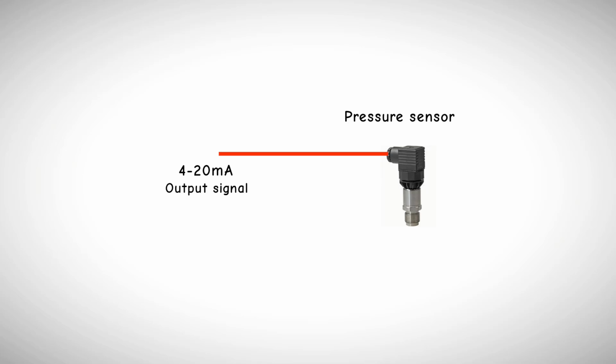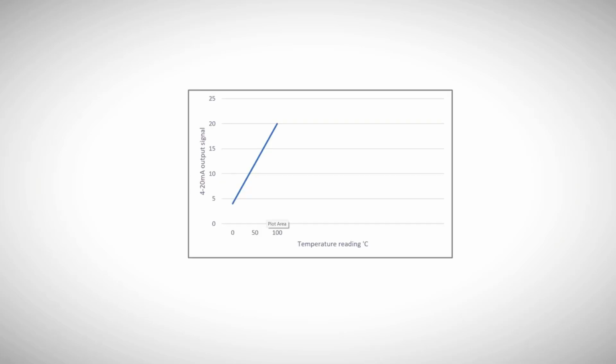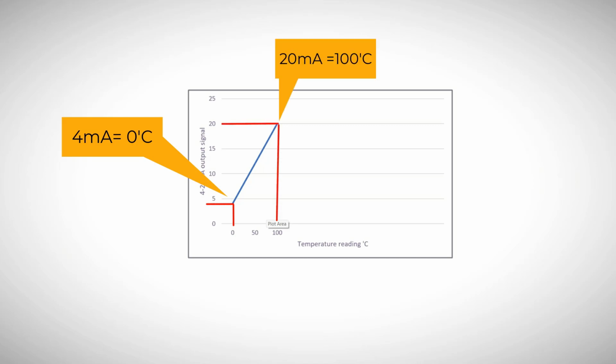Just like in 0 to 10 volts, for a temperature sensor with a 4 to 20 milliamp output, the current is linearly proportional to the measured temperature, where 4 milliamp represents the minimum temperature and 20 milliamp represents the maximum temperature.